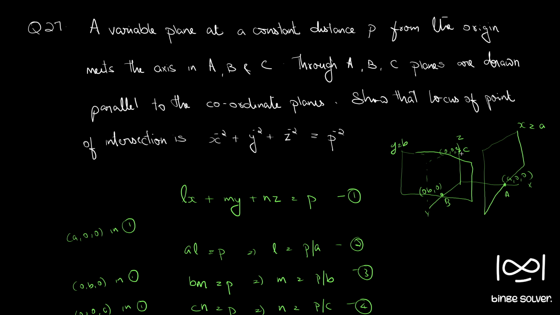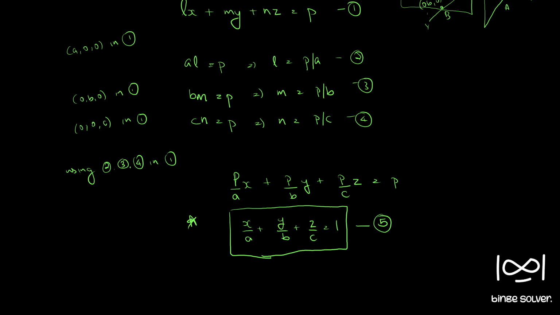Y equal to b, and through C, I'm just drawing for clarity. A plane will look something like this, and it will be of the form z is equal to c. So we are drawing three planes where x is equal to a, y equal to b, and z is equal to c are the equations of such planes. So we'll just note that down.